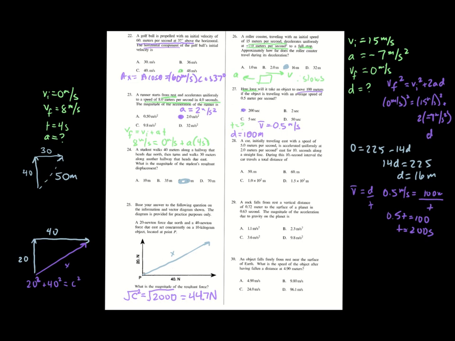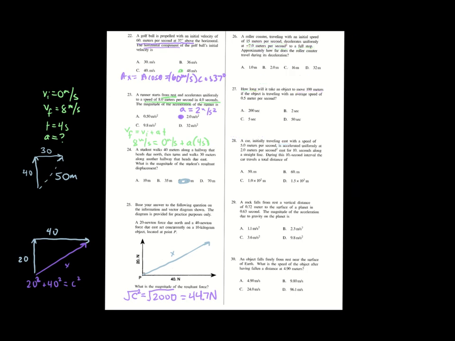Alright. Running out of room here. Alright, number 28. A car initially traveling east with a speed of 5 meters per second is accelerated uniformly at 2 meters per second squared east for 10 seconds. We're looking for the distance the car traveled. So, reminder, both the car's movement and the acceleration are in the same direction, so we should know it's speeding up. If they were in opposite directions, one of them would be west and it would be slowing down. That's just a reminder. But anyway, we're looking for distance.